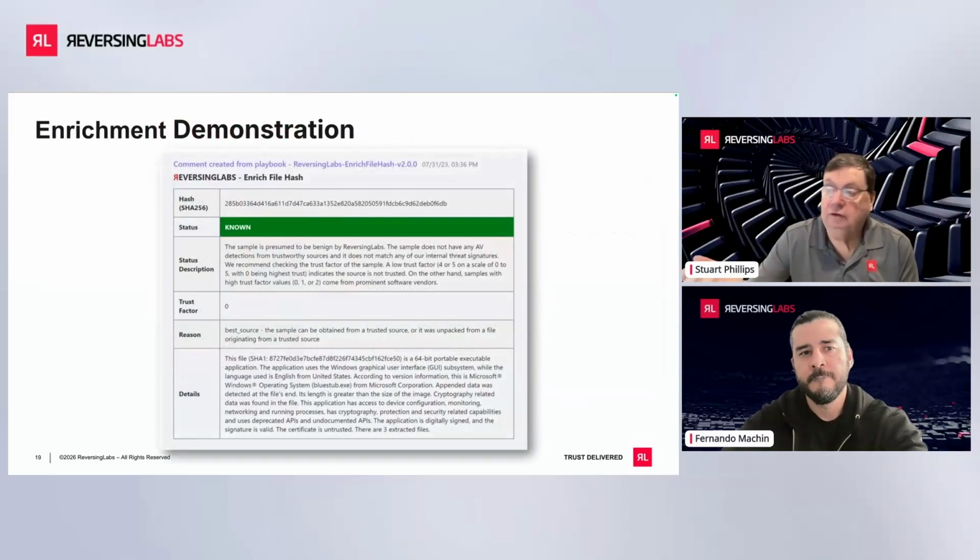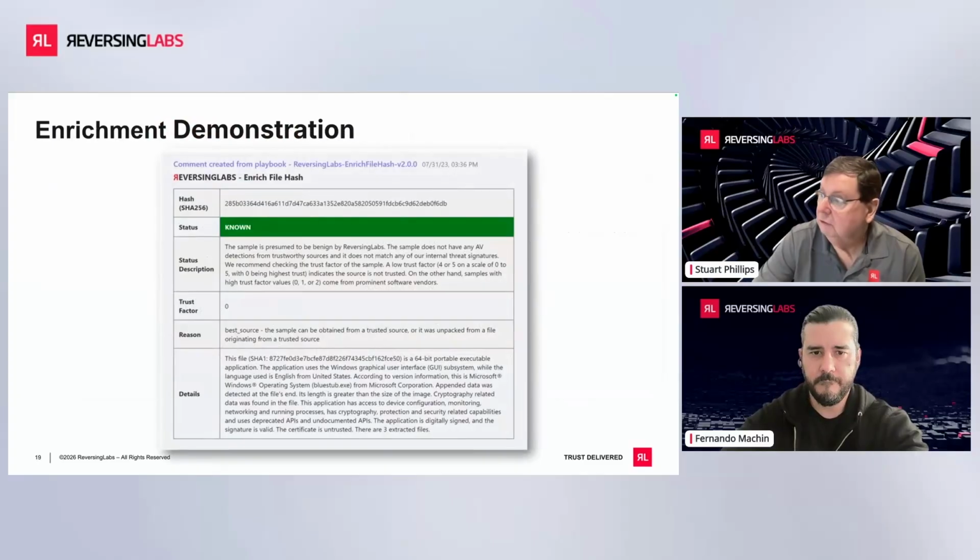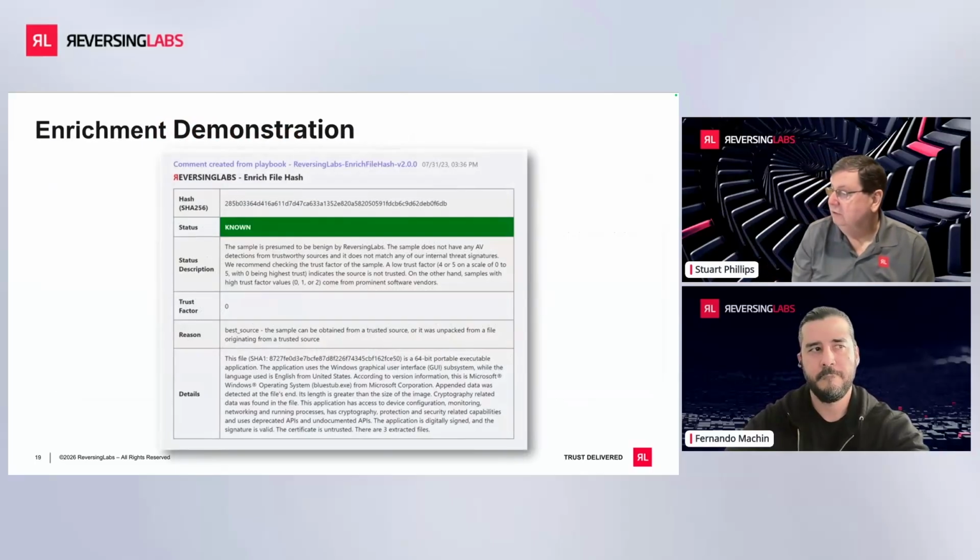So this is just a real quick demonstration of one enrichment. This is from Microsoft Sentinel, this type of incident. What will happen is a file came in. The name of the file was bluestub.exe. It's a weird file. It's an executable file. It's encrypted. It has never been seen before. However, it did come from Microsoft.